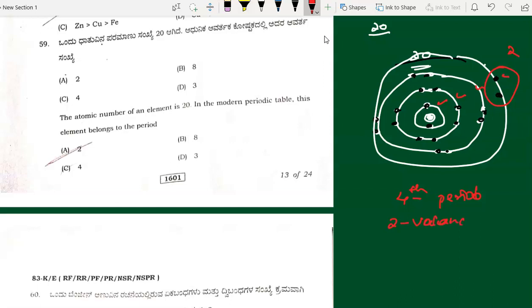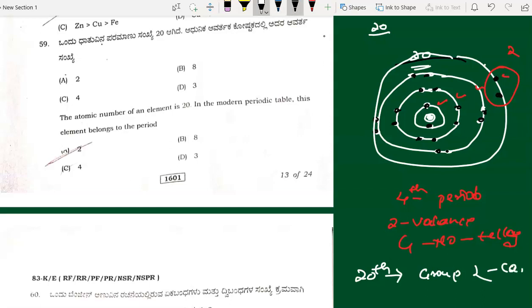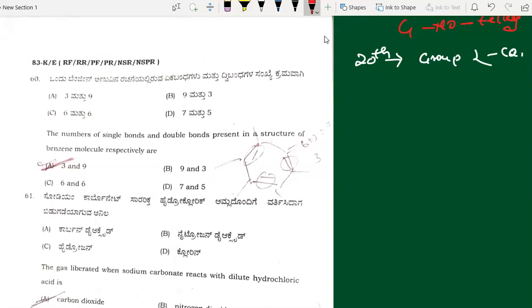So hence we know, right, group number tells us the valency of an element. So here this 20th element belongs to group 2, that is calcium. The 20th element is calcium. The answer is group 2. Let's go to the next question.